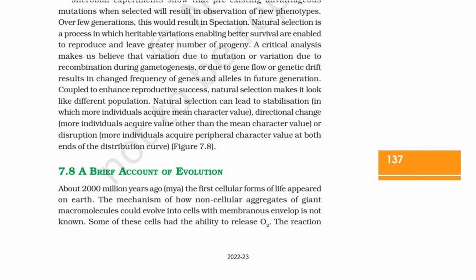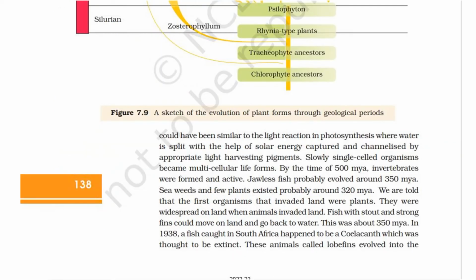A brief account of evolution. About 2000 million years ago, the first cellular forms of life appeared on Earth. The mechanism of how non-cellular aggregates of giant macromolecules could evolve into cells with membranous envelope is not known. Some of these cells had the ability to release O2. The reaction could have been similar to the light reaction in photosynthesis, where water is split with the help of solar energy captured and channelized by appropriate light harvesting pigments.